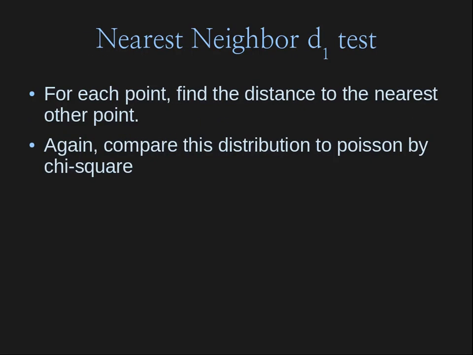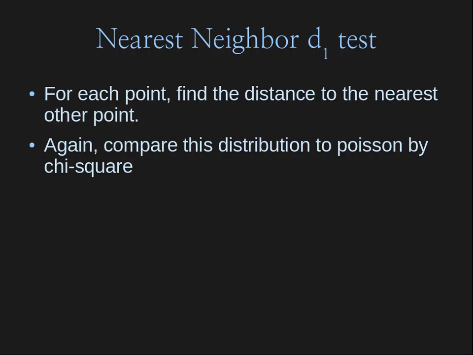Let's talk about some of these. The first one I want to talk about is a nearest neighbor analysis, which is also sometimes called a D1 test, or a nearest neighbor D1 test. D1 because we're talking about distance, and the first distance, or the smallest distance, therefore the D1. What we do here is, for each point, we find the distance to the nearest other point, and we take that.